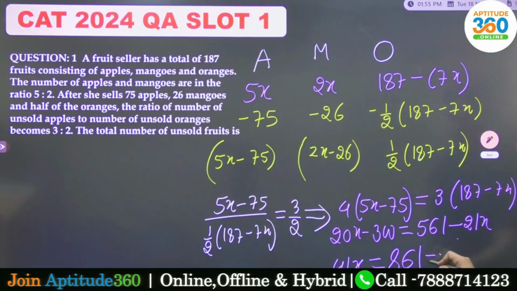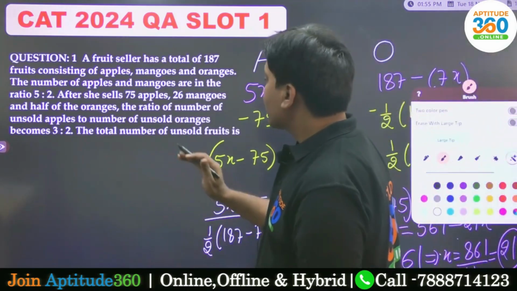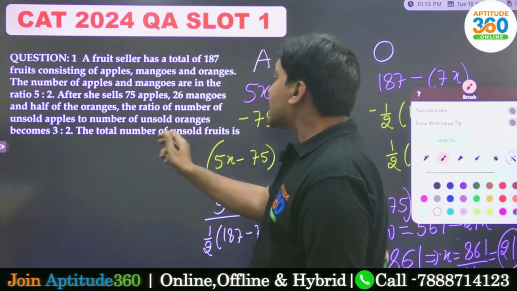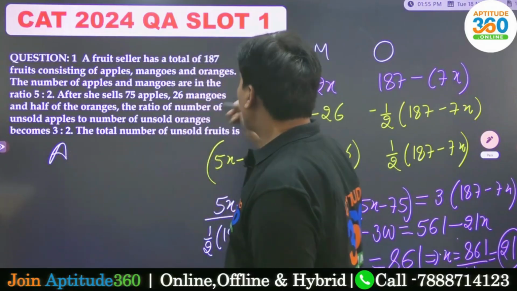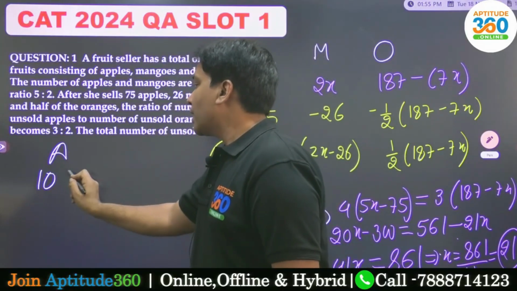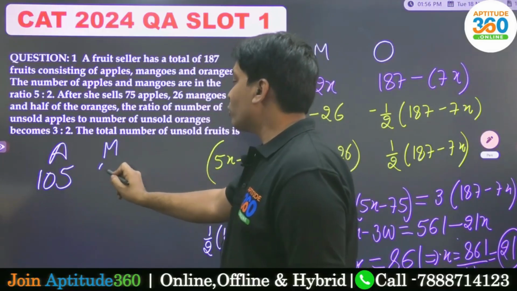So what is going to be the value of x? So the value of x will be 861 divided by 41. If you simplify, 2 times and then 1, so the value of x is coming out as 21. Now the problem is asking us to find out the total number of unsold fruits. How many apples did we have in the problem? 5x. 5x is 105. How many mangoes did we have? 2x, which is what? 42.